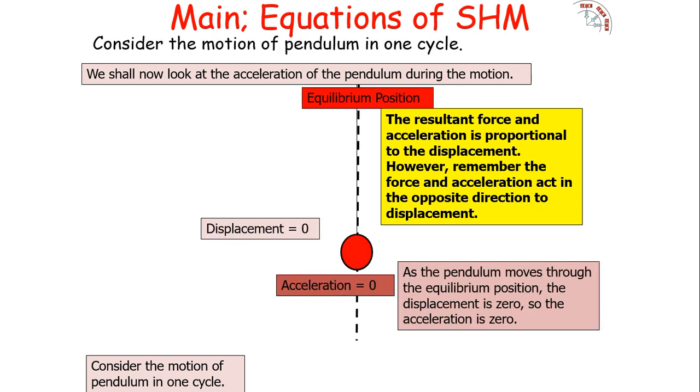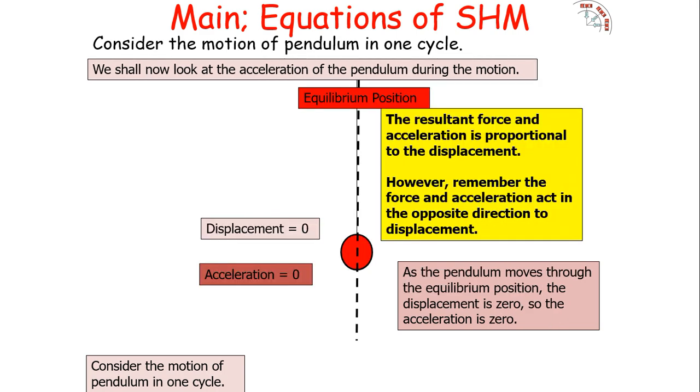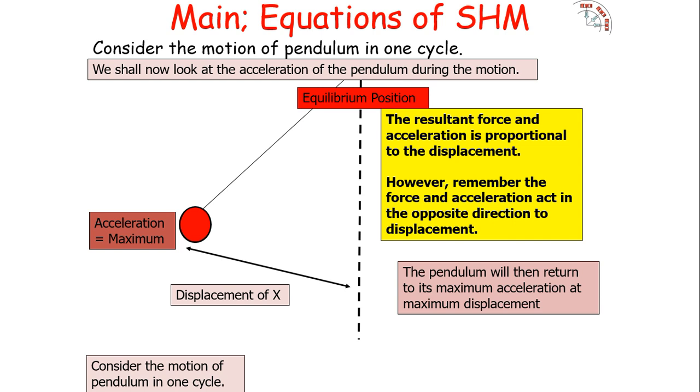When it gets here, there's no displacement from equilibrium, there's no restoring force, there's no acceleration. When it gets to here, we've got a maximum displacement, so a maximum restoring force, so a maximum acceleration. But the acceleration acts to the left, because the displacement's acting to the right. We get back to here again, no displacement, no force, no acceleration, and then back to where we start again. We return to maximum acceleration and maximum displacement, but they're in opposite directions to each other.